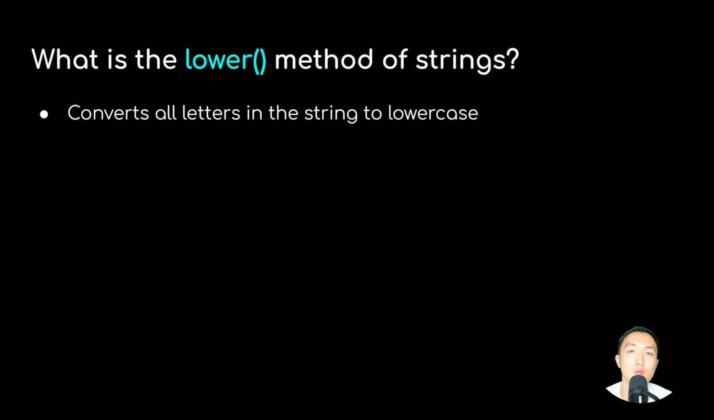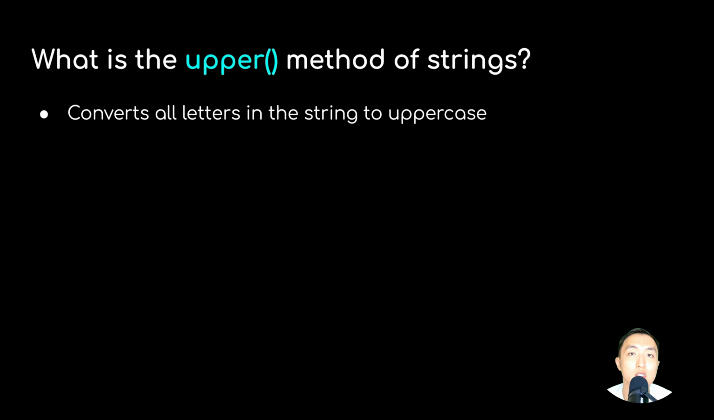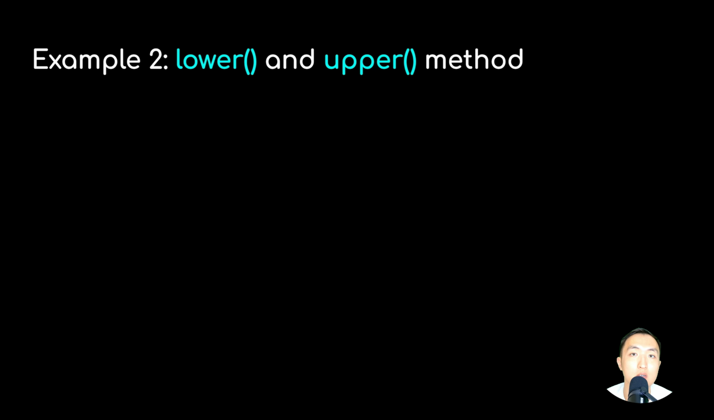But before we do that, we need to learn 2 methods of strings, lower and upper. The lower method converts all letters in a string to lowercase, while the upper method does the opposite. It converts all letters to uppercase. Let's work on example 2.